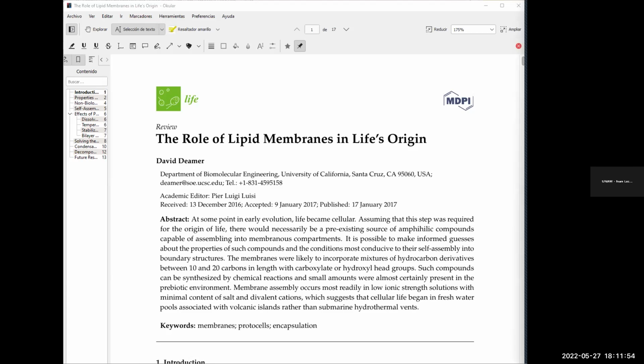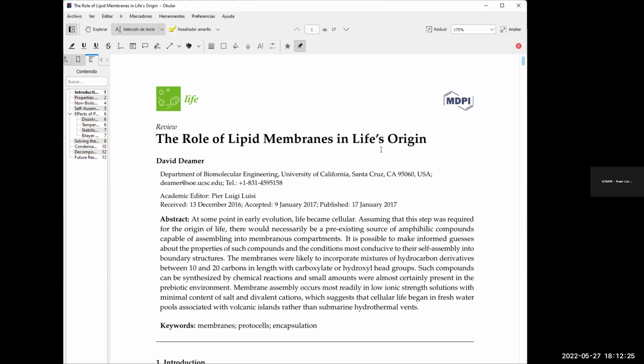Okay. So you are seeing this paper on the role of lipid membranes in life's origin. This is just a paper that I found some weeks ago. It is about lipid membranes in the origins of life.